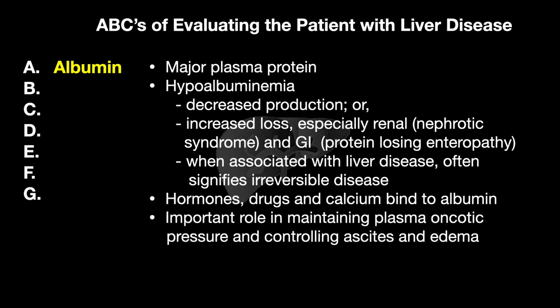Albumin plays an important role in maintaining normal plasma oncotic pressure, and low albumin levels may lead to excessive fluid leaving capillaries and to formation of edema and ascites. Determining plasma albumin level is essential in assessing the patient with liver disease.